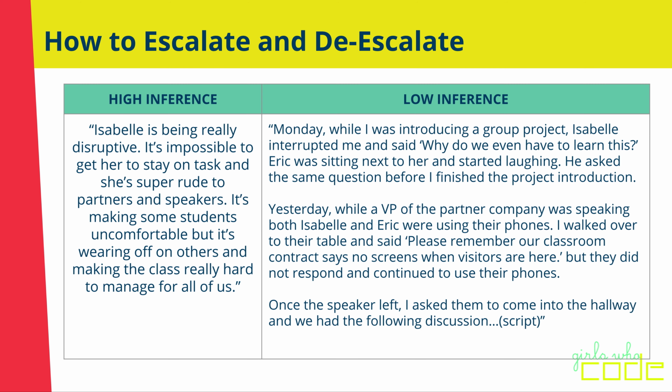So here's an example of a high inference email and its low inference equivalent. You're going to be practicing this shortly in your scenario analysis, but the high inference version: Isabel is being really disruptive. It's impossible to get her to stay on task, and she's super rude to partners and speakers. It's making some students uncomfortable, but it's wearing off on others and making the class really hard to manage for all of us. So that's high inference. That's what we want to avoid.